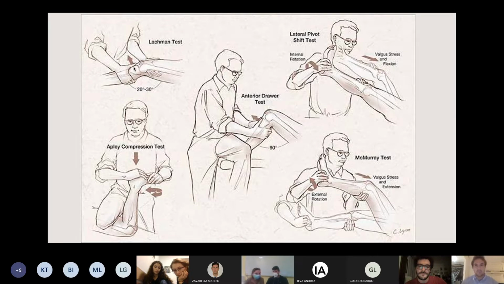The imaging technique for the soft tissue of the knee. Magnetic resonance?